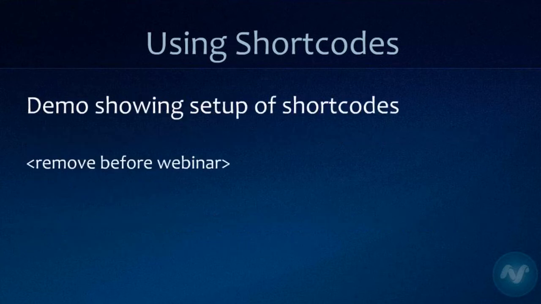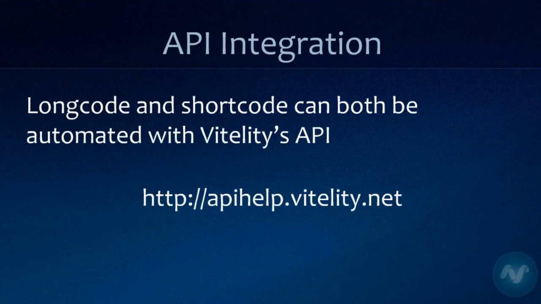Now, both long code and short code can be automated via our API. If you haven't seen our API documentation lately, we've actually redone a lot of it. It's at apihelp.vitelity.net. If you want access to the API, you need to make a request through our ticketing system. By default, you don't have access to the API. If you need it, make a request, and they'll set that up for you. That's available to any of our EVARs out there who want to automate some of this process.